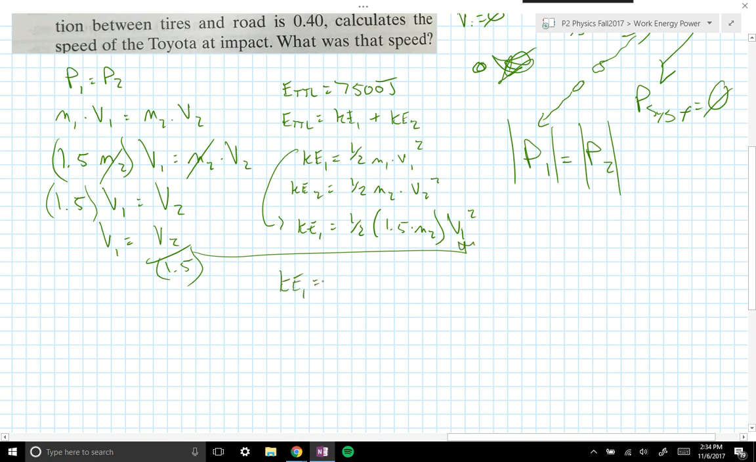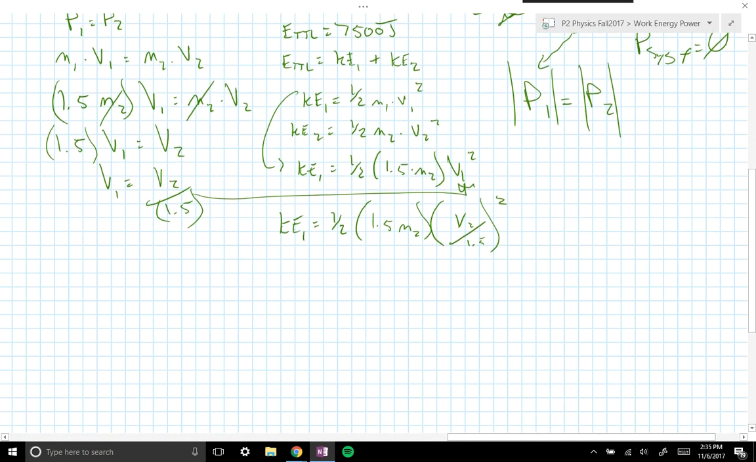So KE1 becomes 1/2 1.5 the mass of 2 times velocity of 1. Well, what's velocity 1? V2 divided by 1.5. That number gets squared. So now I know the addition of these two is the total, and I got that number. Now we've got two different expressions for KE1, a different expression than we had previously. Still, the two energies added together is my total. Just rewriting this for instructional purposes, now I'm going to use the new expressions I have.